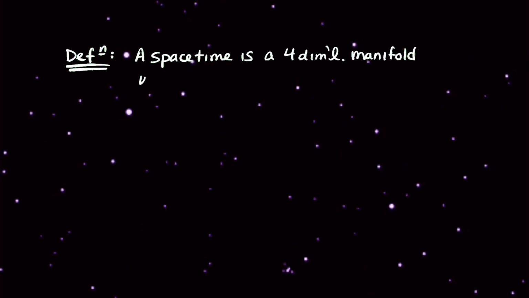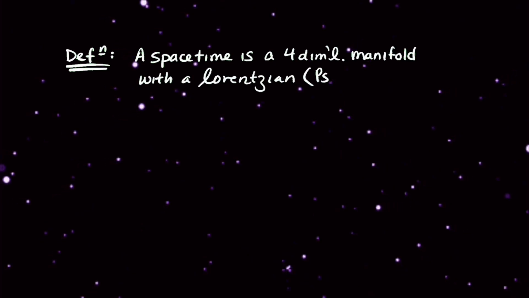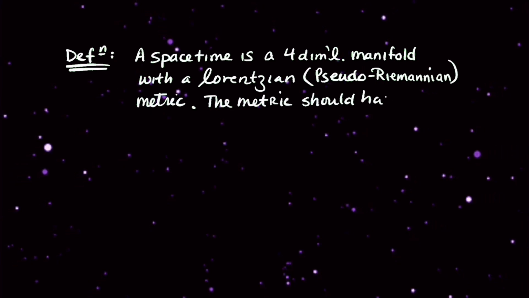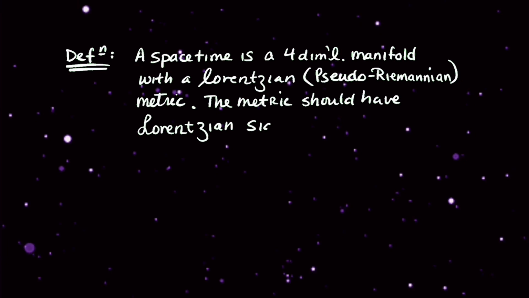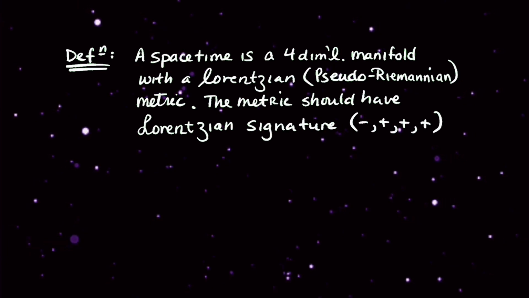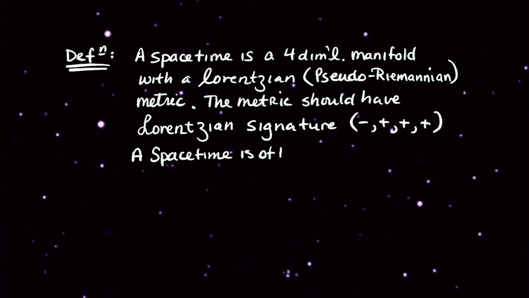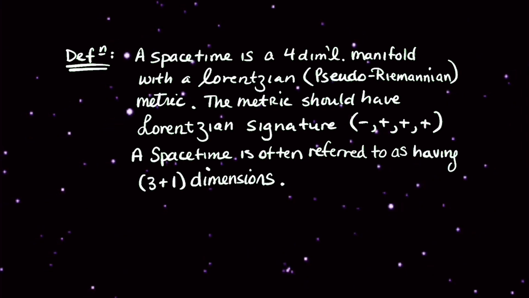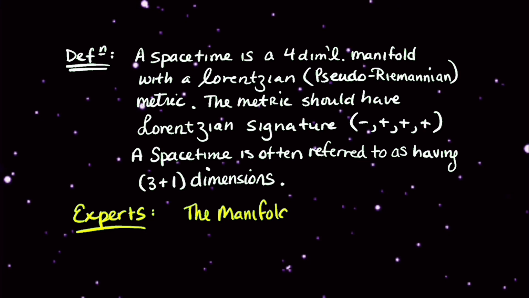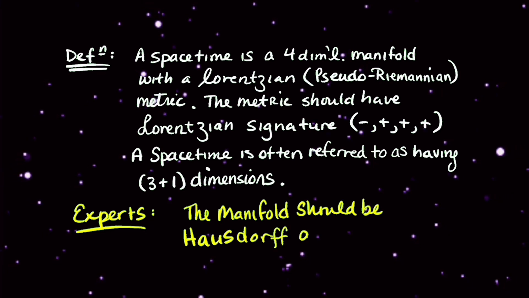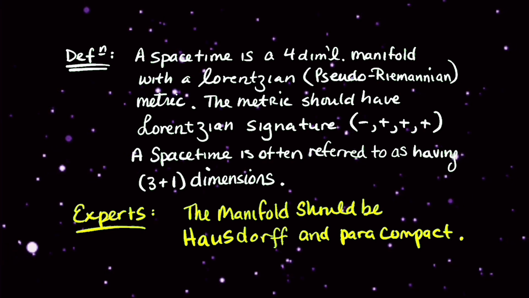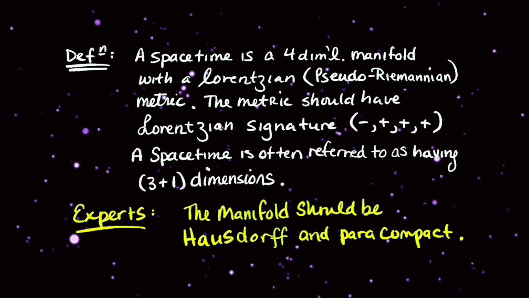A spacetime is a four-dimensional manifold with a Lorentzian or pseudo-Riemannian metric. The metric should have the Lorentzian signature negative, positive, positive, positive, meaning that the time component is negative, and a spacetime is often referred to as having 3 + 1 dimensions, that is 3 spatial dimensions and 1 time dimension. The manifold is a Hausdorff and paracompact manifold, for those in the know.